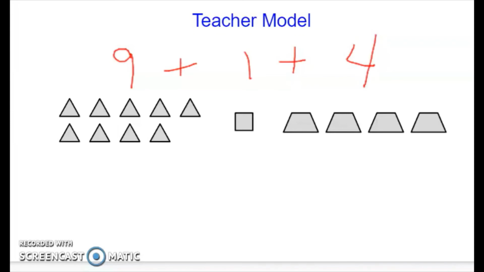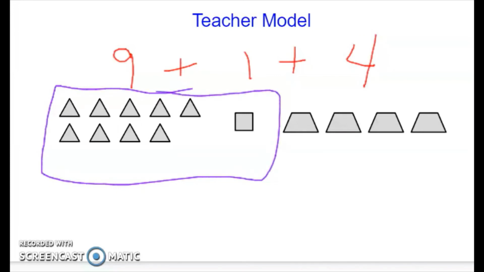How can we make 10 based on our picture? Go ahead and pause, think, and talk with a friend or a family member, and then we will do it together. Great job, my friends. Were you also thinking of 9 and 1 to make 10? Me too. I'm going to now circle and group in the 9 triangles and the 1 square. That makes 10.